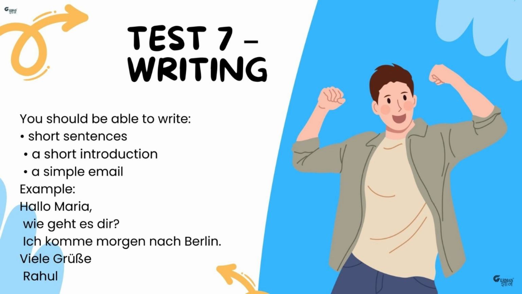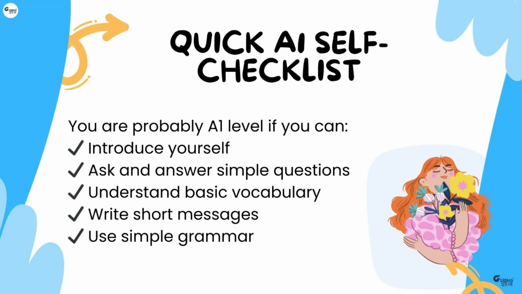Test 7. Writing. You should be able to write short sentences, a short introduction or a simple email. For example, Hallo Maria, wie geht es dir? Ich komme morgen nach Berlin. Viele Grüße, Rahul.